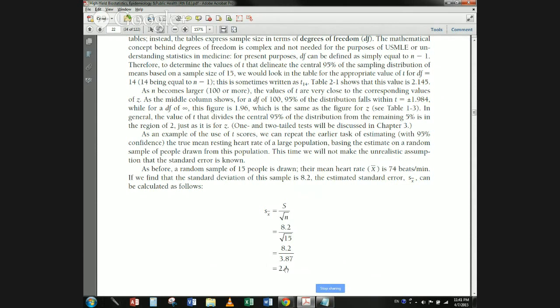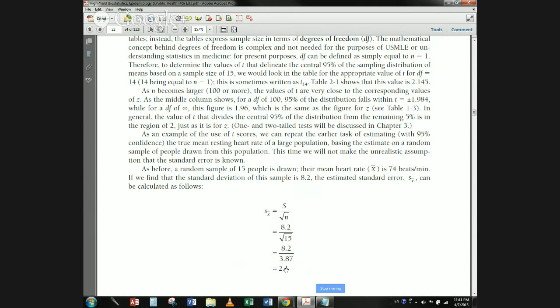In general, the value of t that divides the central 95% of the distribution from the remaining 5% is in the region of 2, just as it is for z. One and two-tailed tests will be discussed in Chapter 3.